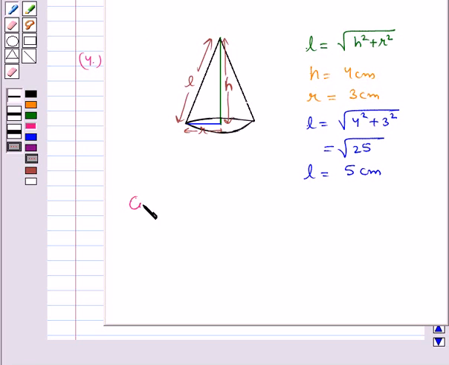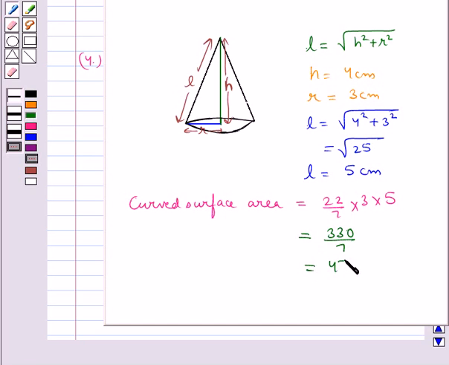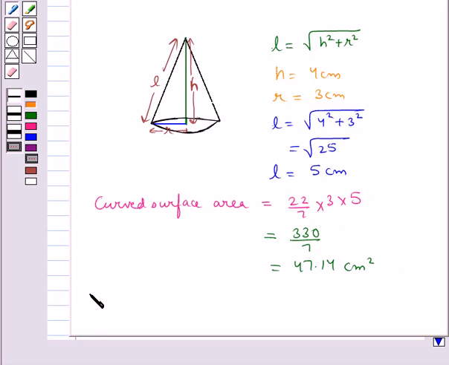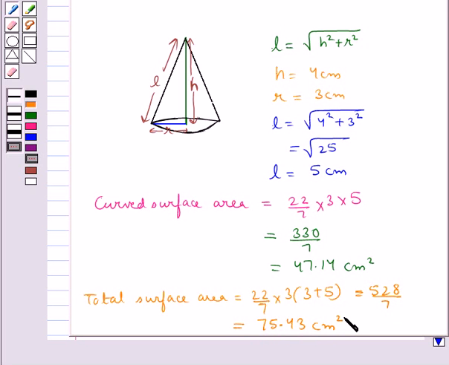So now we can easily find out the curved surface area of the cone, which is given by pi r l. That is 330 upon 7, which is equal to 47.14 centimeter square, the curved surface area of this cone. In the same way, we can find out the total surface area of this cone, equal to pi r into l plus r. This is equal to 528 upon 7, which is further equal to 75.43 centimeter square, the total surface area of the given cone.